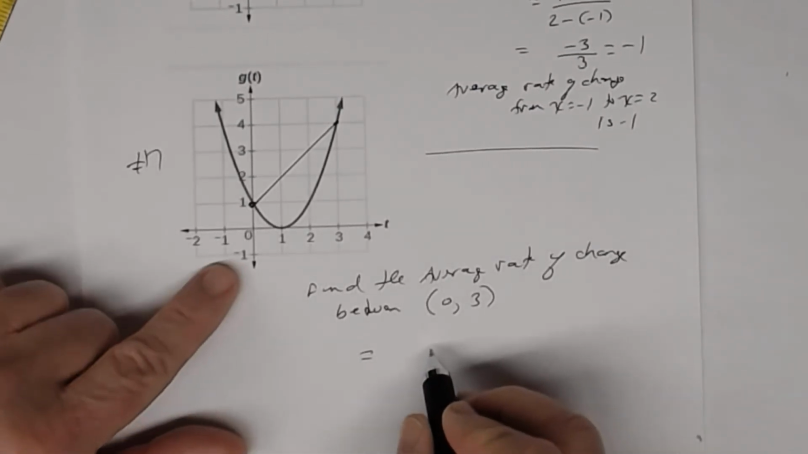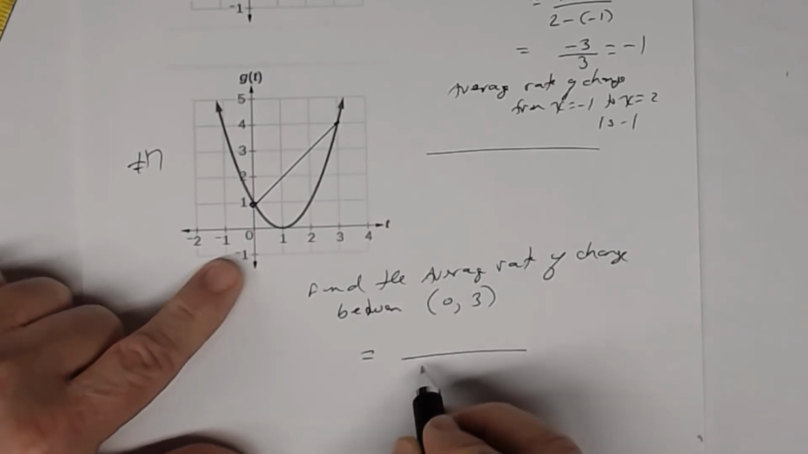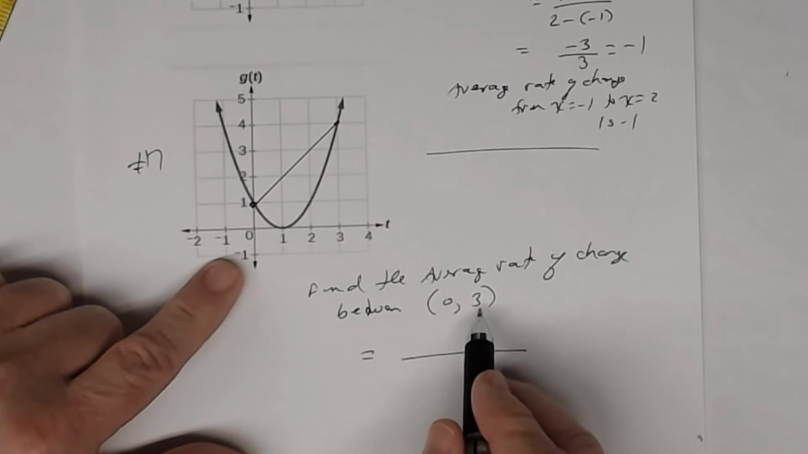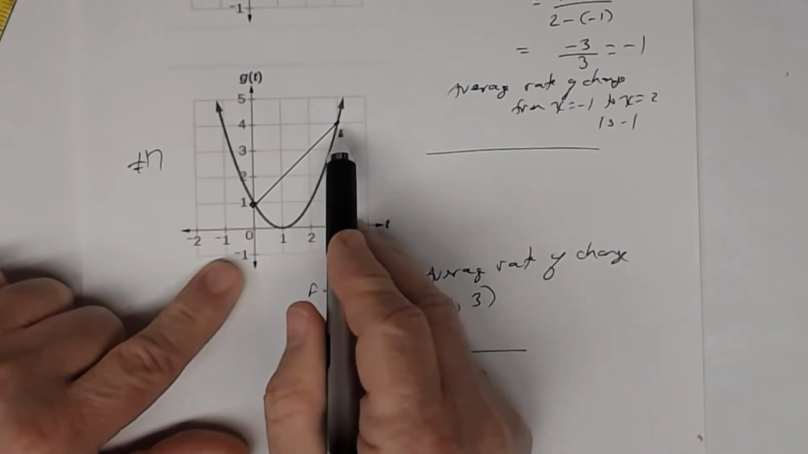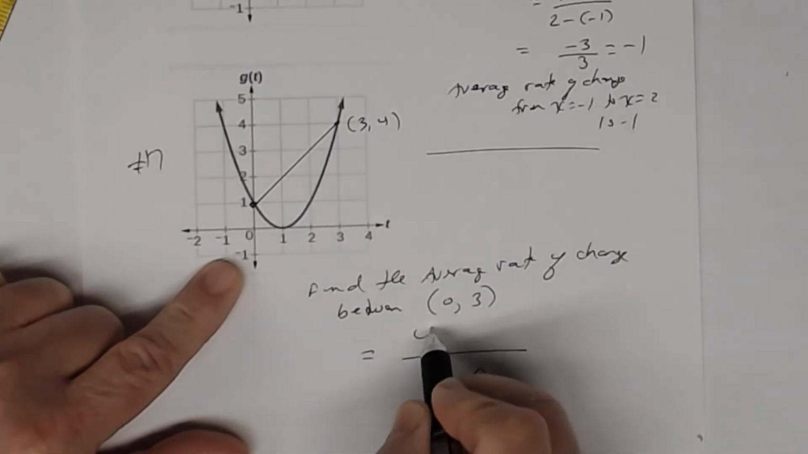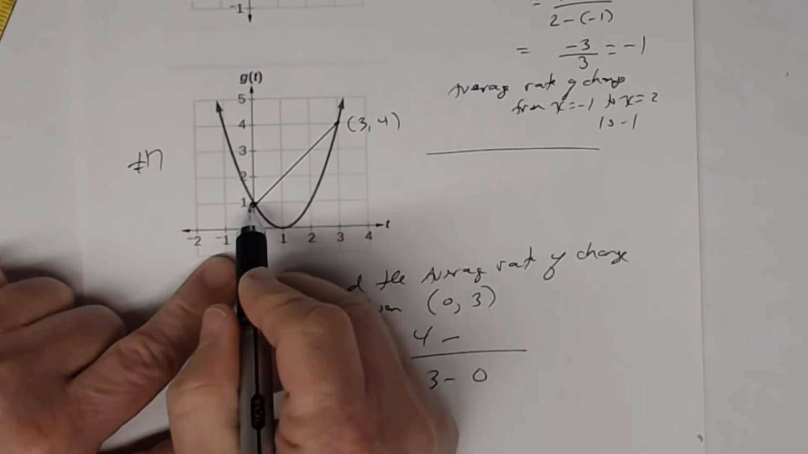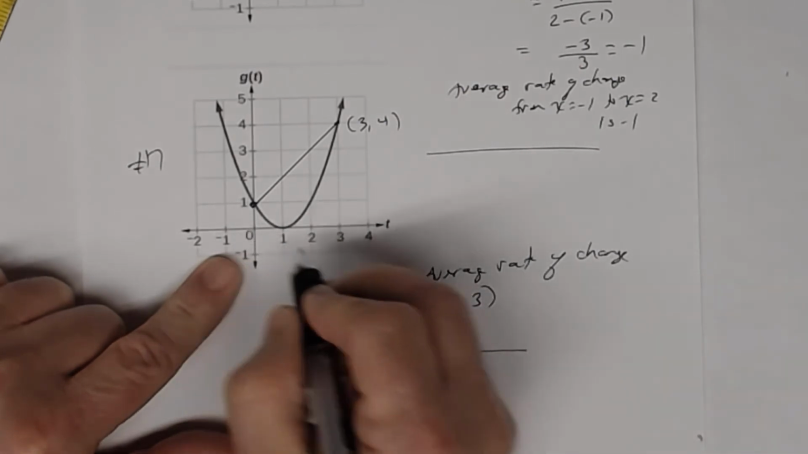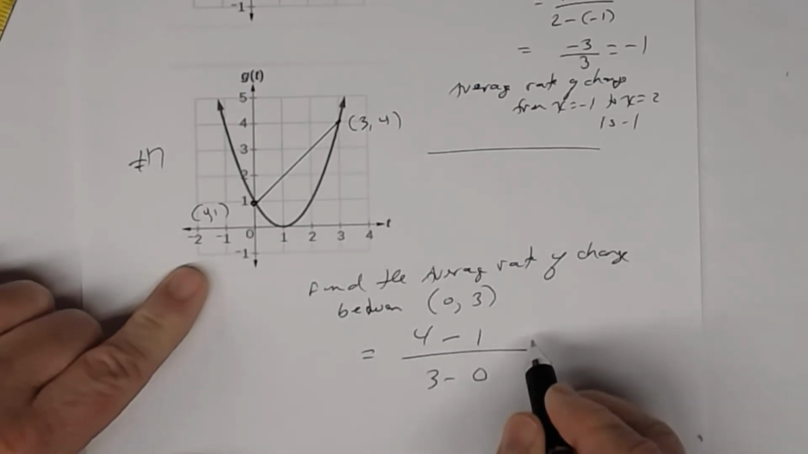So the average rate of change between 0 and 3 will equal. So let's talk about the denominator. The denominator will be 3 minus 0. And let's look at the y value that corresponds to 3. So when x is 3, what's my y value? My y value is 4. Minus, when x is 0, what's my y value? Well, my y value is 1, right? So this is 0, 1. And so 4 minus 1 is 3.